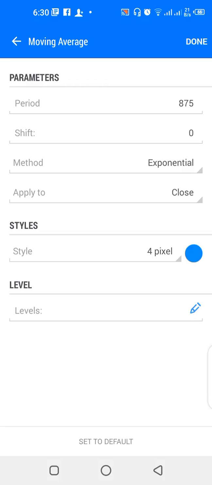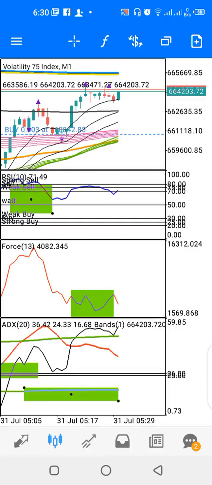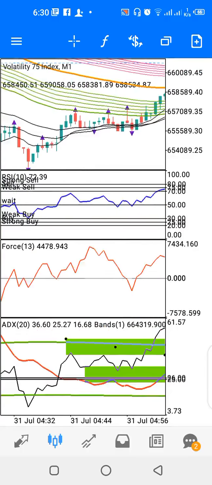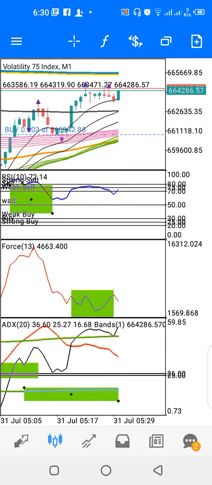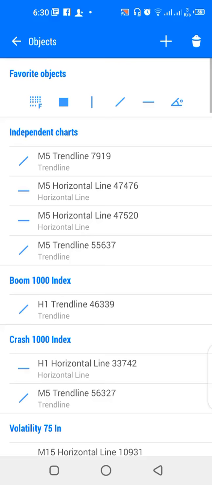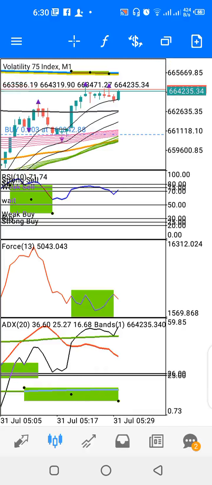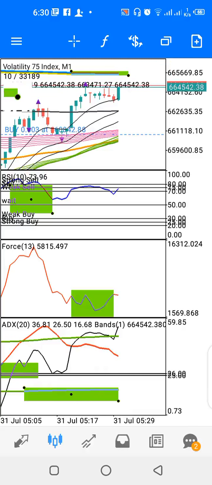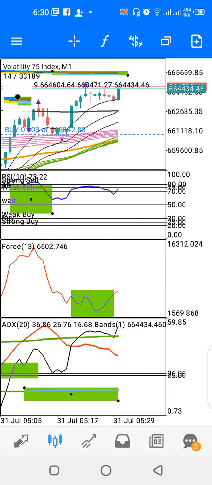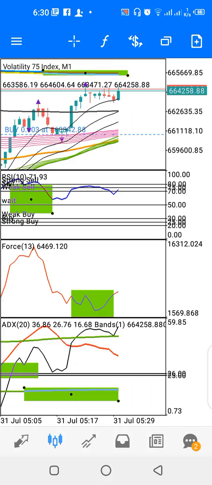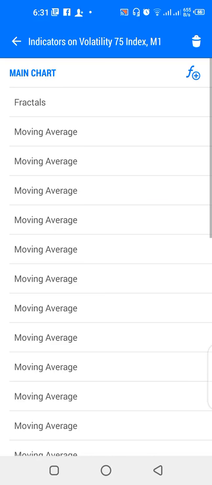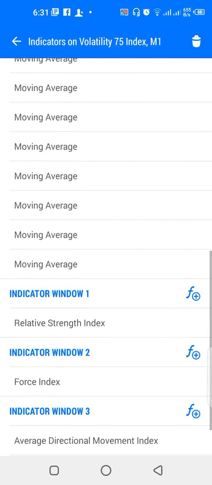When all other moving averages on the main chart cross above these three moving averages, then you can look for a scalp buy. That means the trend has changed to a bullish trend. So those are the most critical moving averages on the main chart.